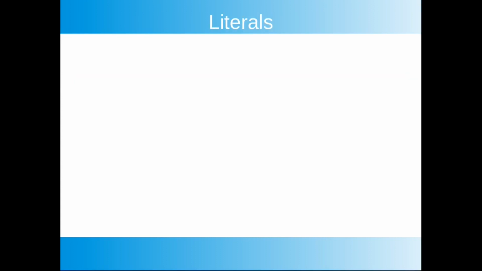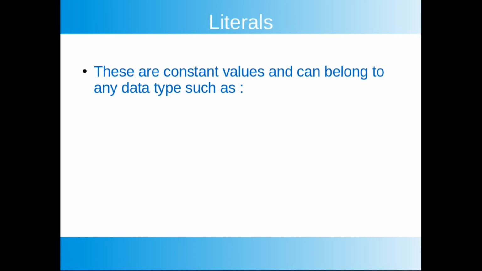Now let's move on to literals. Literals are constant values. By constant, we mean that these values remain the same throughout the program. And these values can belong to any data type, such as numeric, which consists of integers, for example 1, -2, floating point numbers such as 3.5, -0.75, and complex numbers.